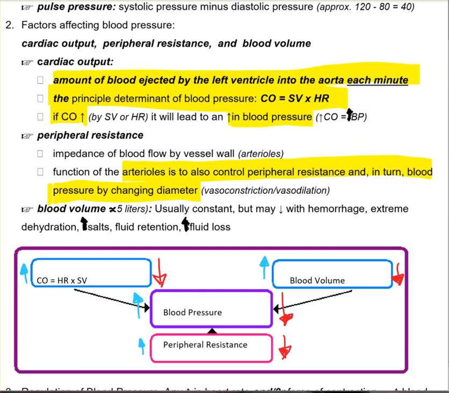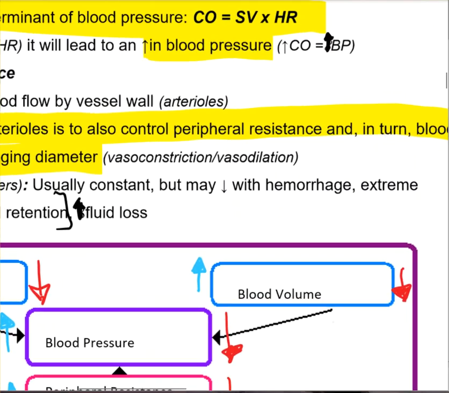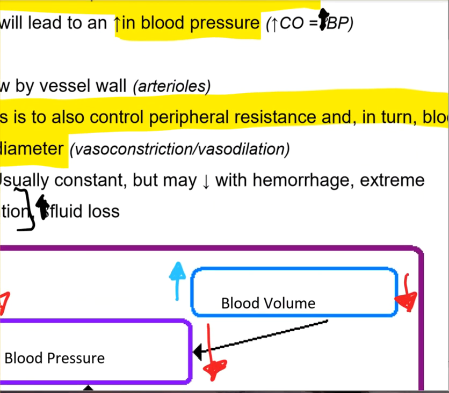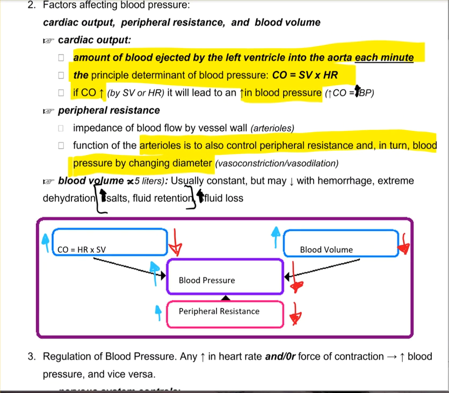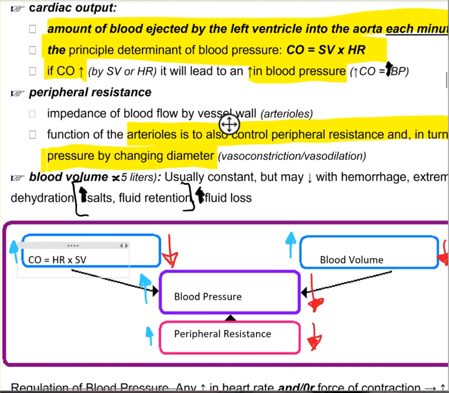Here, let's put a bracket around these. Salts lead to fluid retention. Fluid loss would mean low blood pressure. Extreme dehydration would be low blood pressure. Actually, let's do this because I don't really like the way this is set up. Blood pressure would go down with hemorrhage. It would go down with extreme dehydration. It would go up with salt and fluid retention.